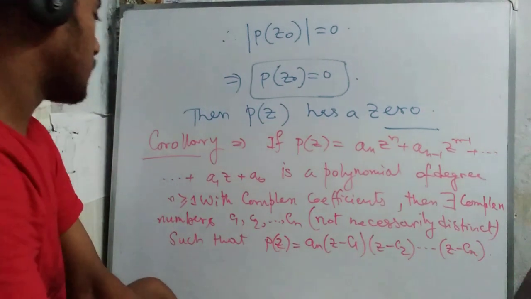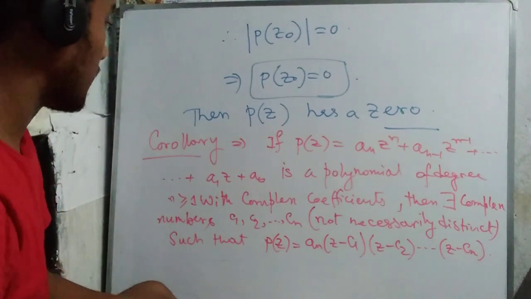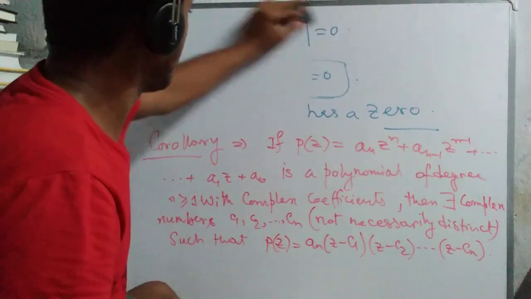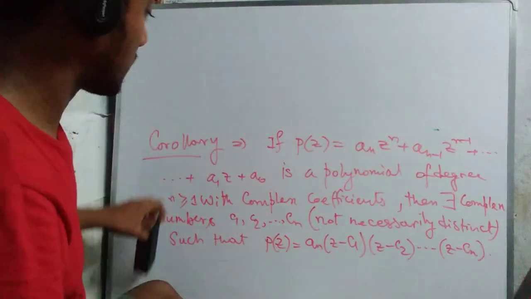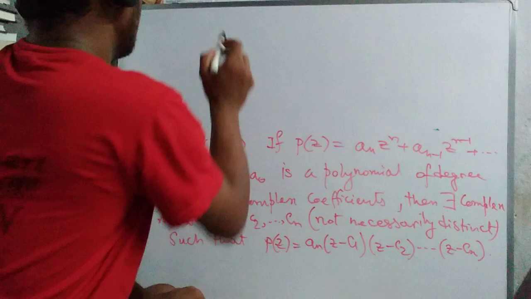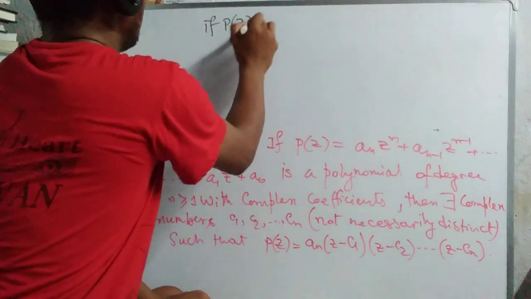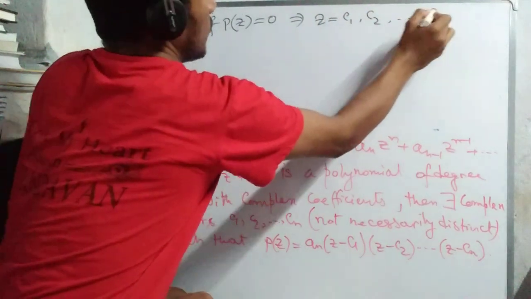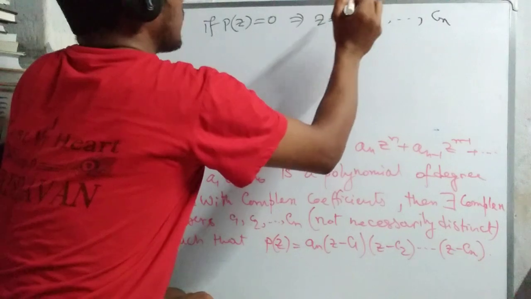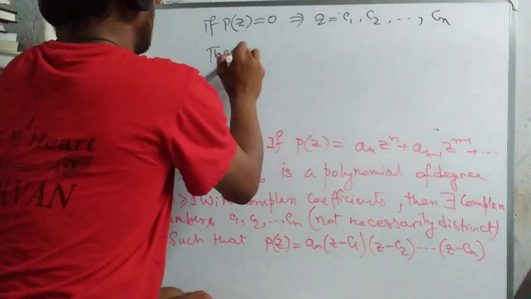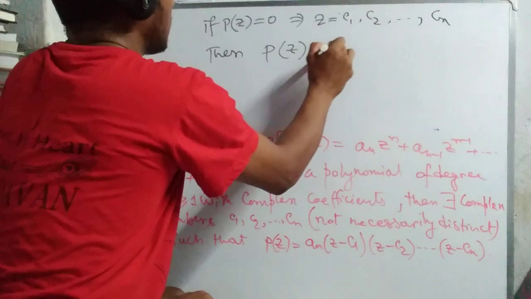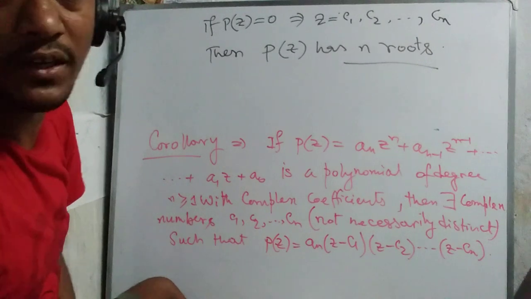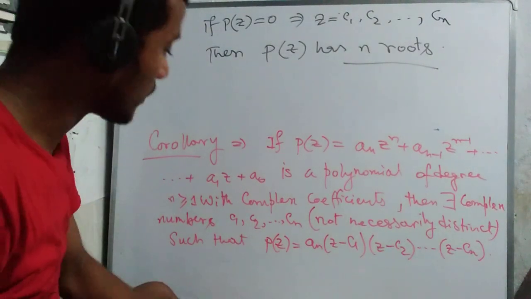That means if p(z) equals 0, this implies z equals c1, c2, up to cn, either c1 or c2 or so on. Then p(z) has n roots. How do we prove this? We do not prove it fully, we just talk about the proof.